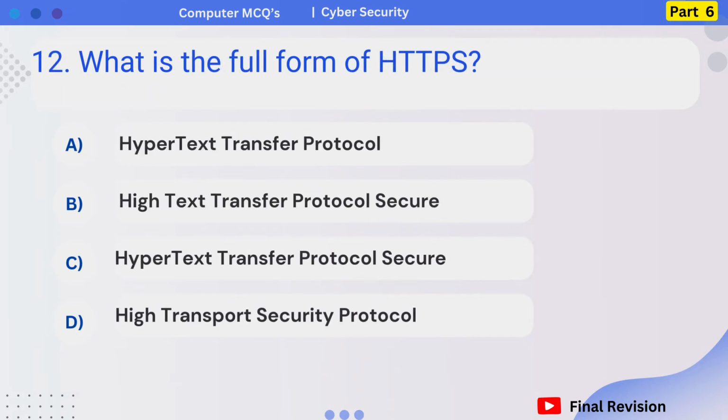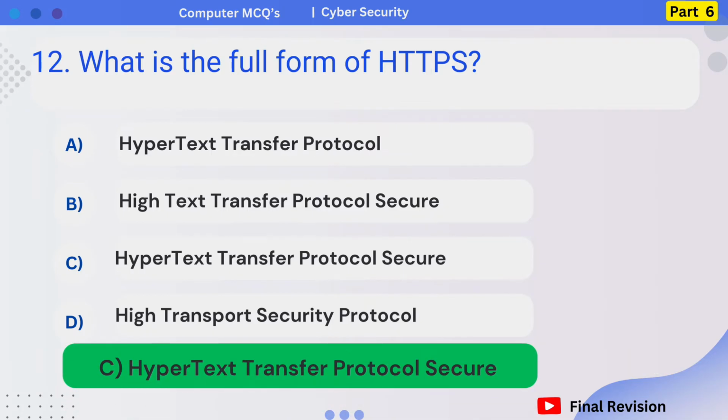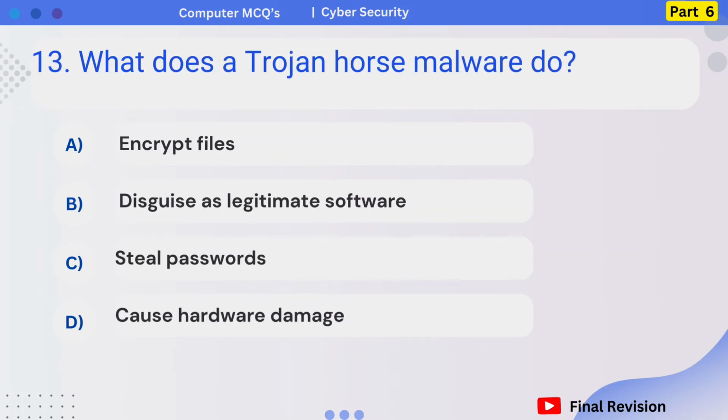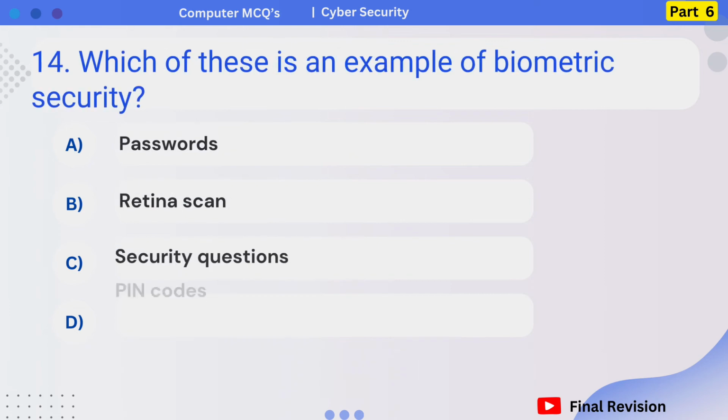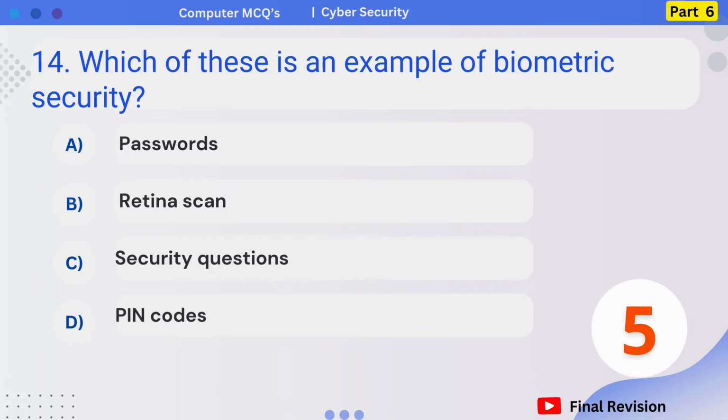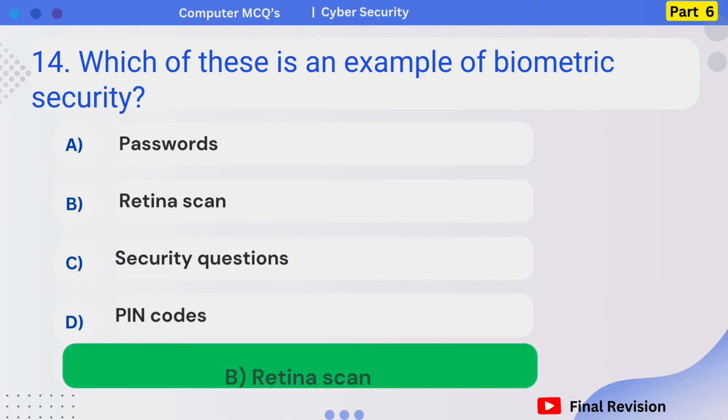Question 12. What is the full form of HTTPS? C. Hypertext Transfer Protocol Secure. Question 13. What does a Trojan horse malware do? B. Disguise as legitimate software. Question 14. Which of these is an example of biometric security? B. Retina scan.